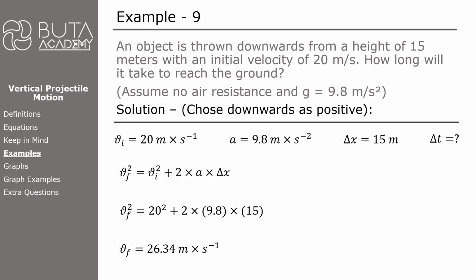Once the final velocity is known, we can use the formula v final is equal to v initial plus a times delta t to calculate the time. We have just calculated the final velocity. Initial velocity is 20 and acceleration is 9.8. The time it takes the object to fall from the height of 15 meters is 0.65 seconds.